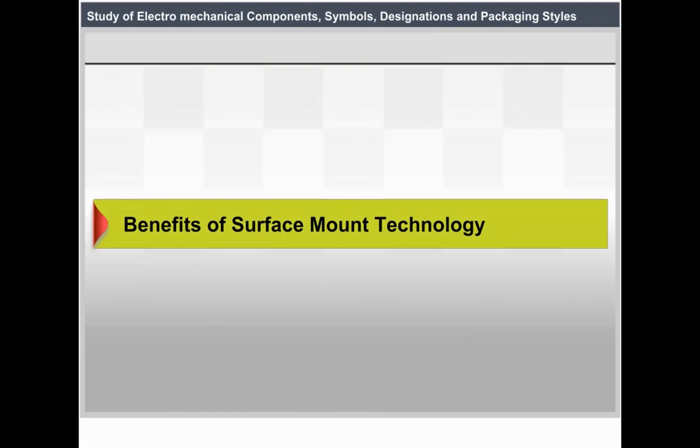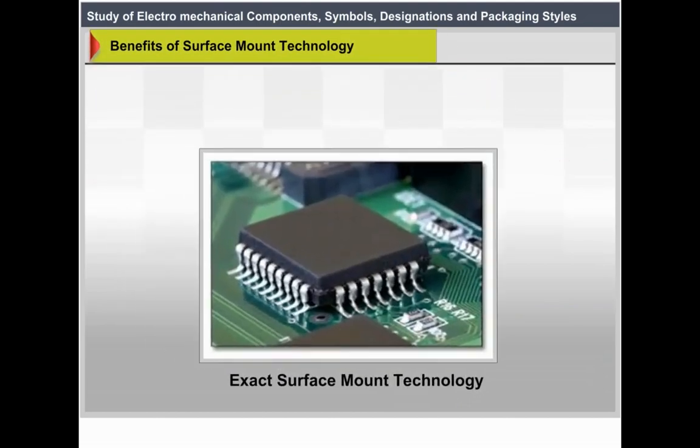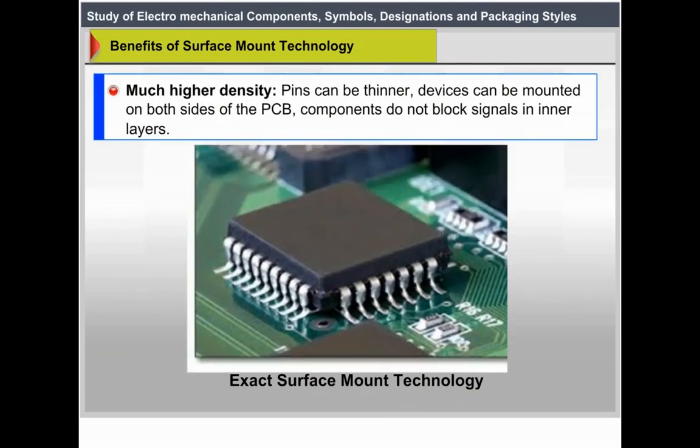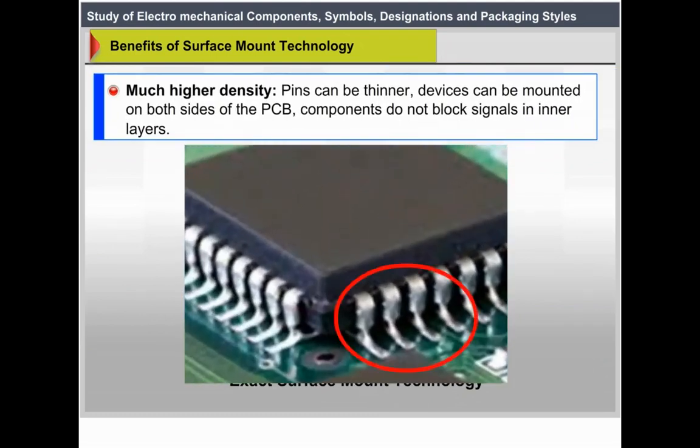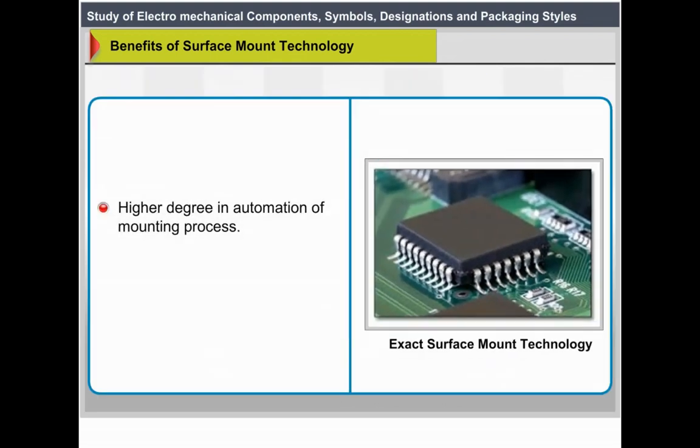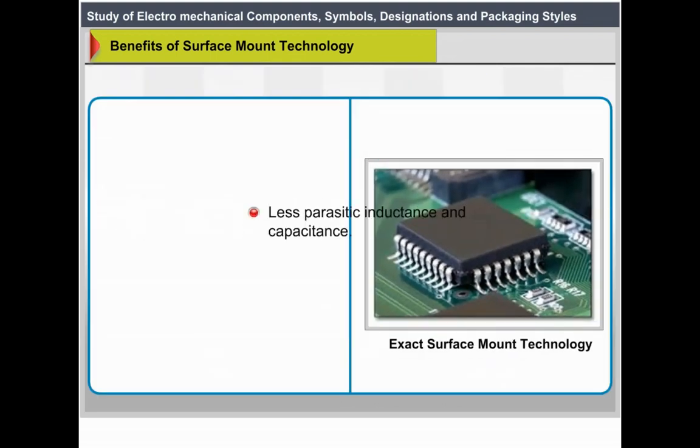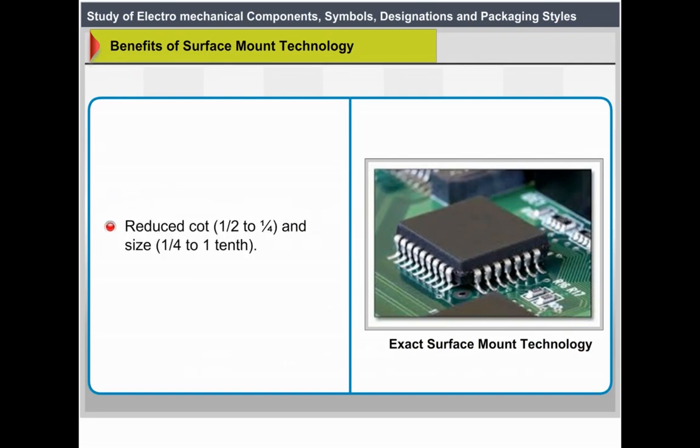Benefits of surface mount technology. Much higher density. Pins can be thinner. Devices can be mounted on both sides of the PCB. Components do not block signals in the inner layers. High degree of automation of the mounting process. Less parasitic inductance and capacitance. Reduced cost, half to 1/4, and size, 1/4 to 1/10.